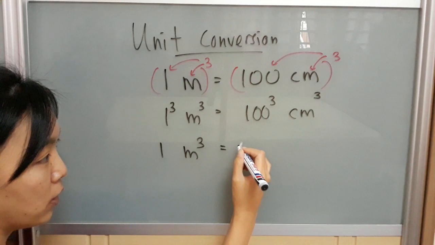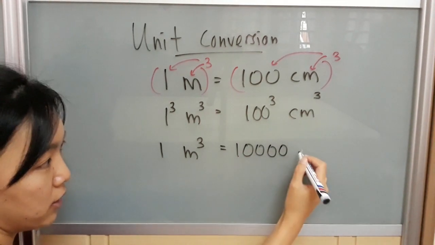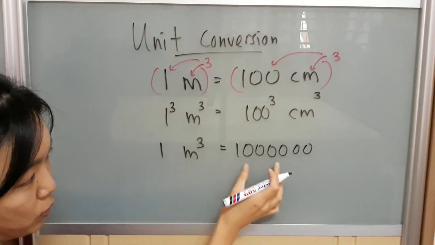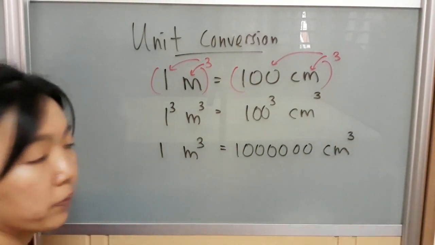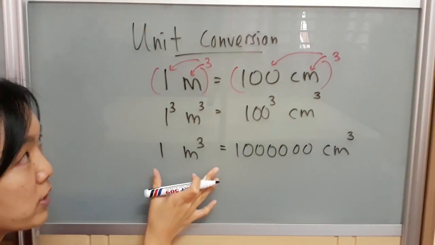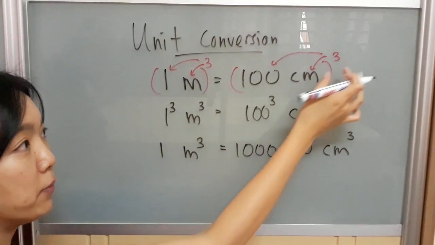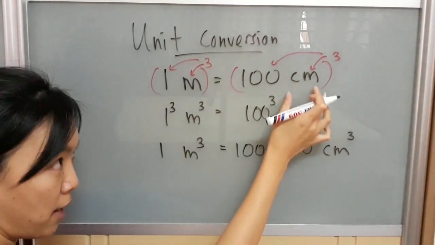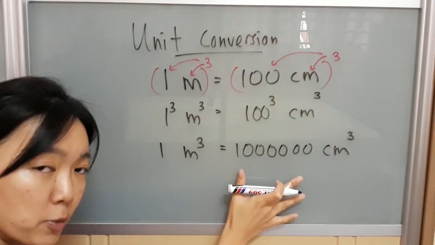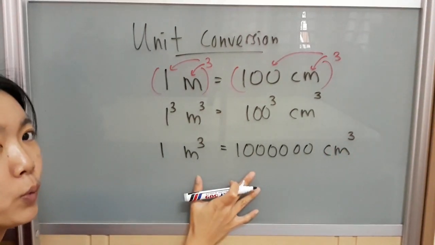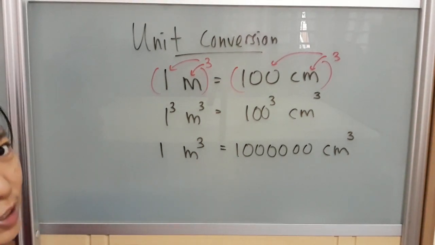100 cube, put into the calculator, you'll get this. So this is 1 million cm cube, right? So this is how we turn meter to meter cube, how we turn cm to cm cube. With this basic, then only we can do slightly challenging unit conversion. I'm going to show you in a while.